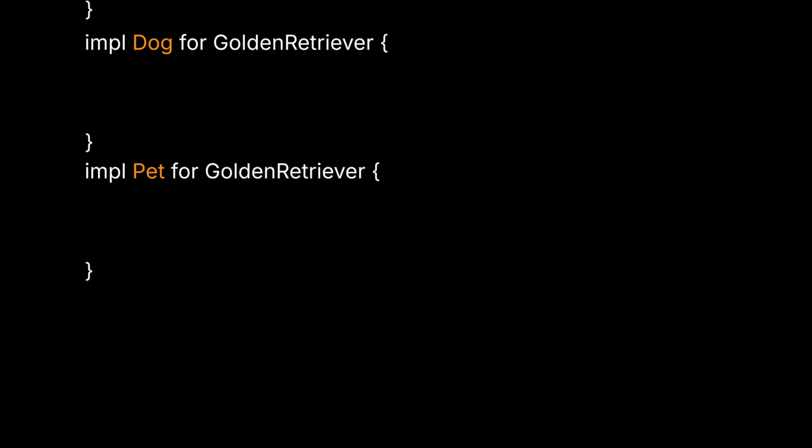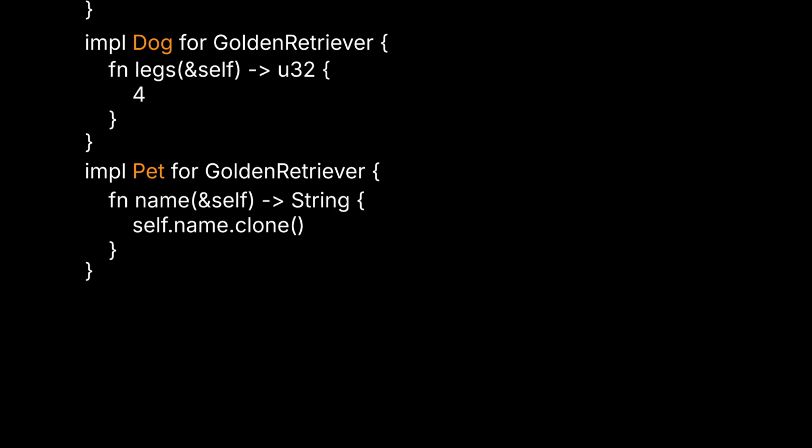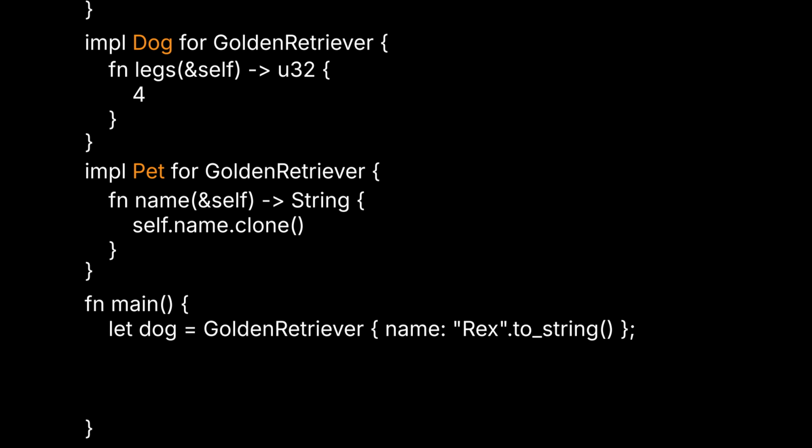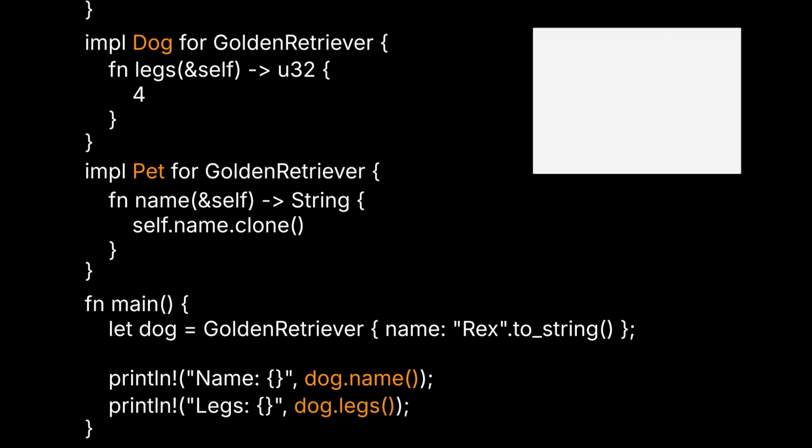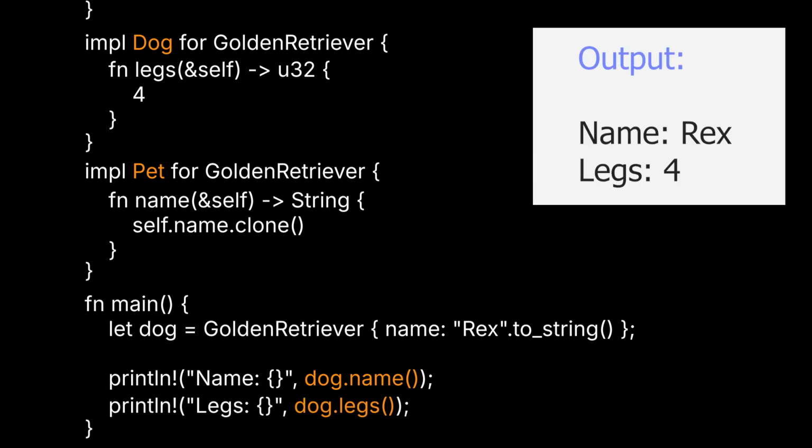Now, once all the implementation is done, we can create a golden retriever instance and call methods of both the pet trait, which is the name method, and the dog trait, which is the legs method. The output will be the name and leg values.